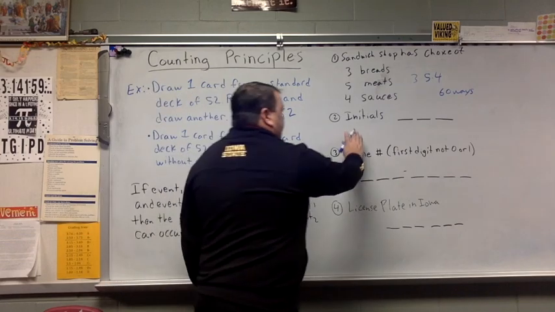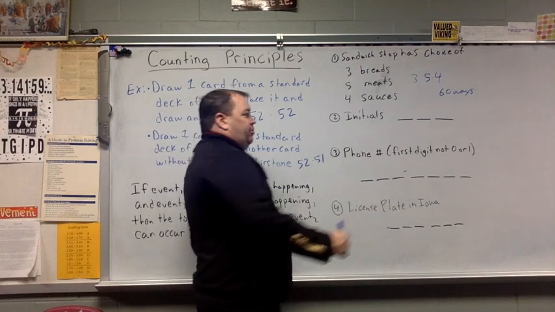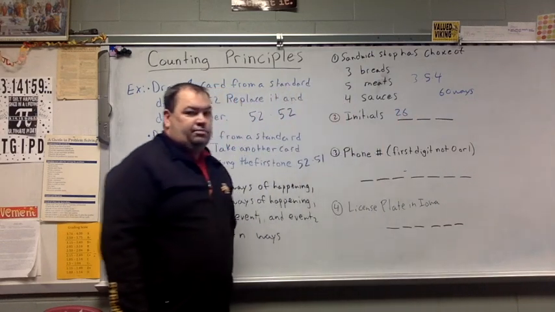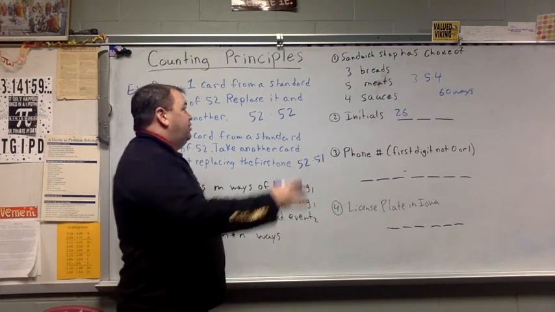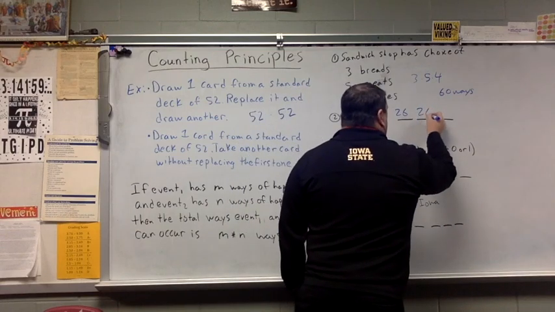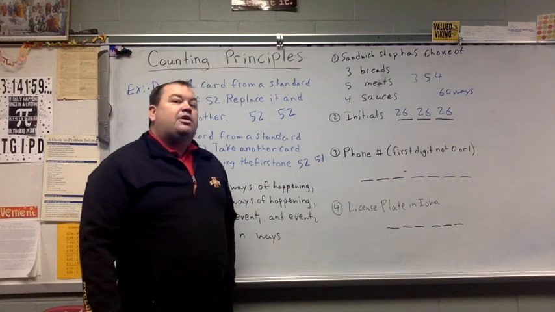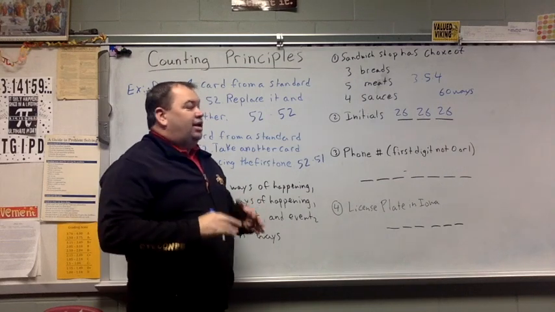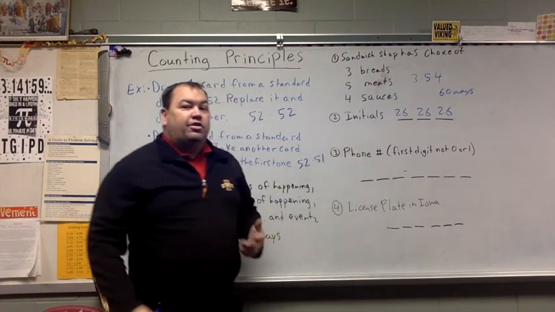Another example, think about your initials. There are 26 letters in the alphabet, so there are 26 letters for my first choice. Because we can have repeats, because we're replacing the letters, there are still 26 choices for your second, and there are still 26 choices for that last initial. So if I take 26 times 26 times 26, I'll have the total number of ways that somebody can have their initials.